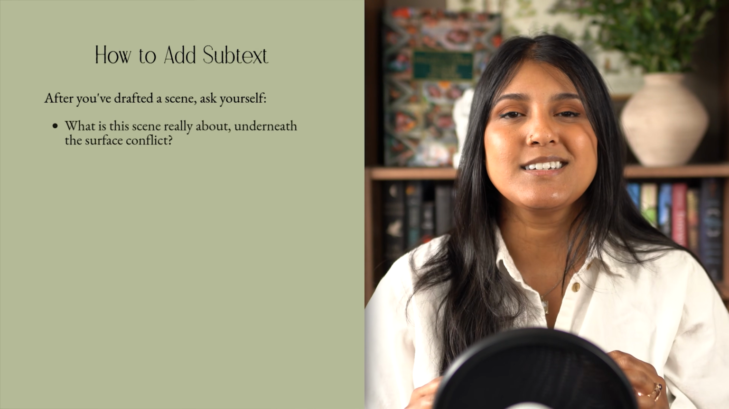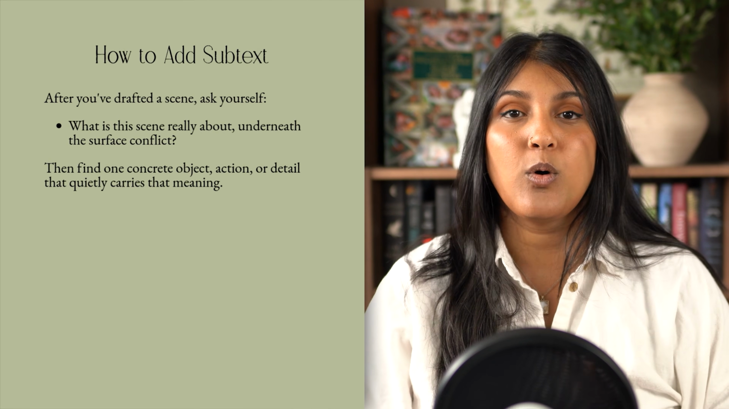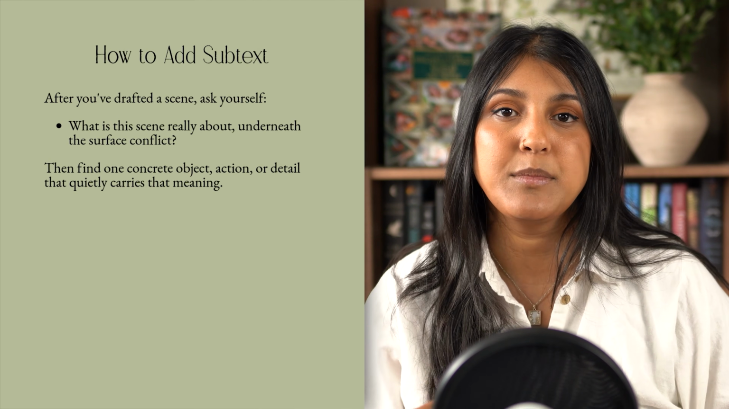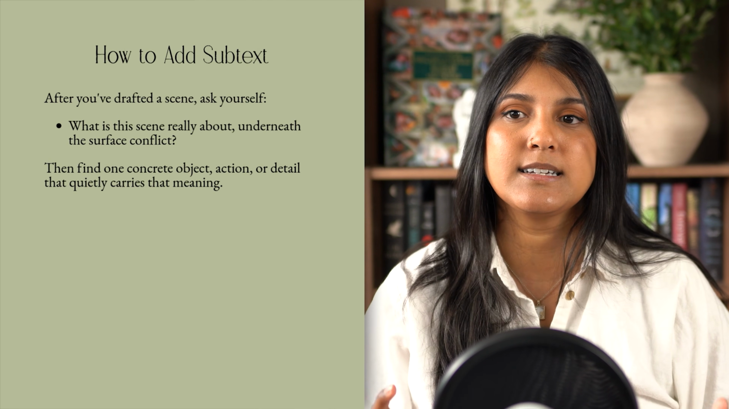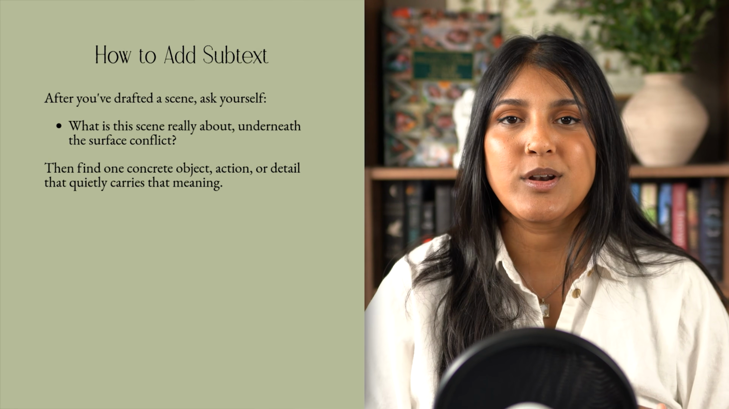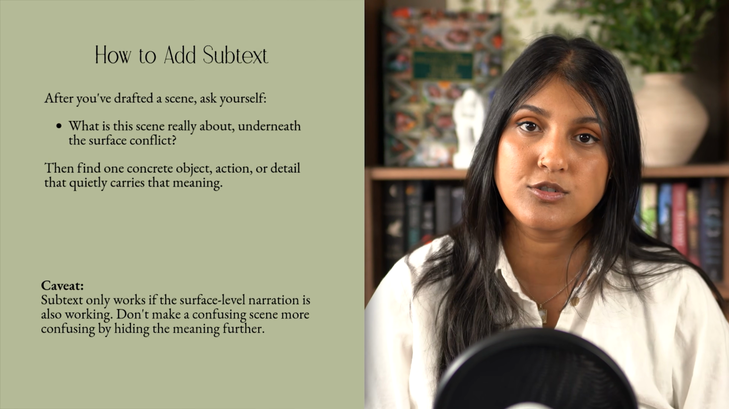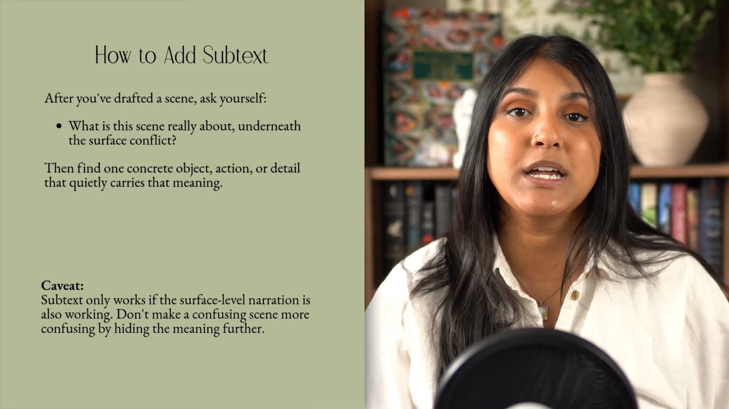So after you've drafted a scene, ask yourself, what is this scene really about underneath the surface conflict? Then find one concrete object, action, or detail that quietly carries that meaning and add it in. But just one, because the whole point of subtext is that it's restrained. Now, it's important to note that subtext only works if the surface level narration is also working. Don't try to make a confusing scene mean more by hiding the meaning further.